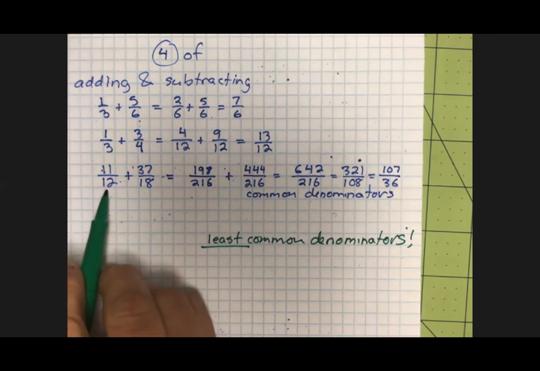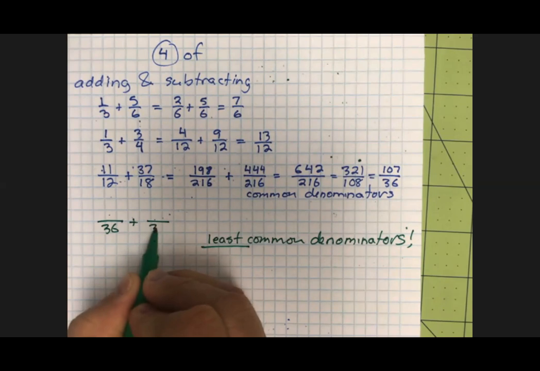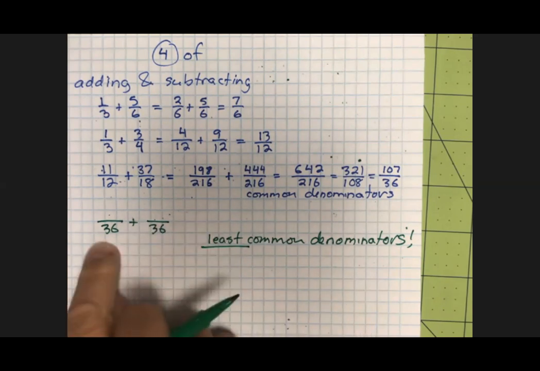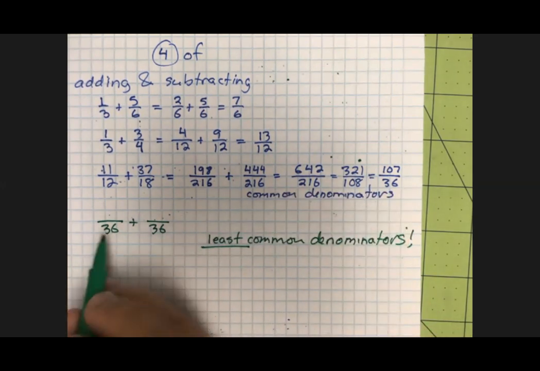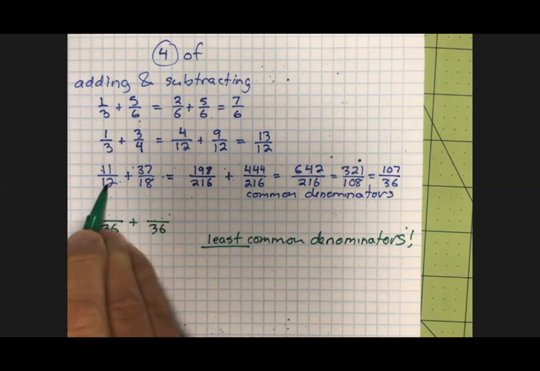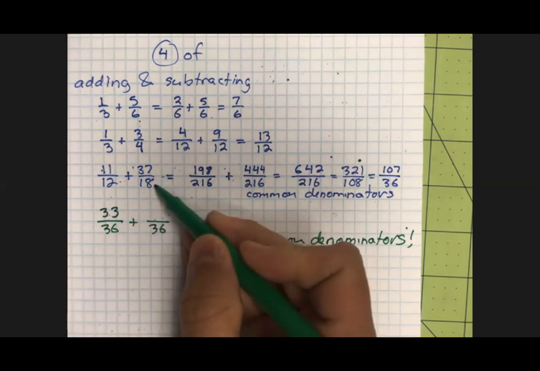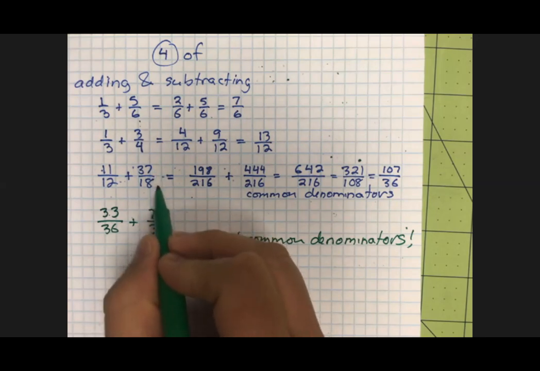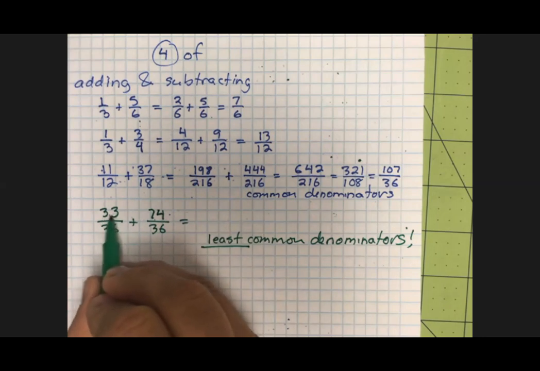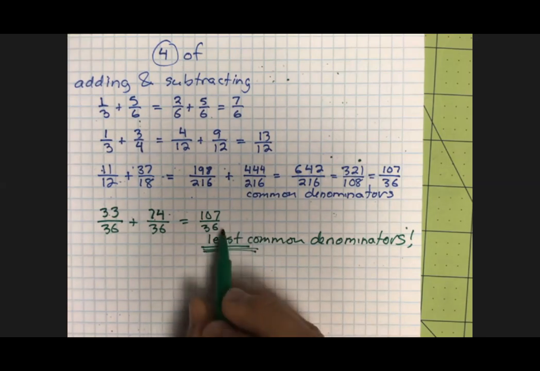See, for example, here, give me a number that has 12 in it and has 18 in it. Actually, the answer is 36. And if I had used the least common denominator of 36 from the beginning, I would have saved myself a lot of trouble. How do I turn 12 into 36? I multiply by 3, so I'll multiply the top by 3. How do I turn 18 into 36? I multiply by 2, so I'll multiply the top by 2. That's just making it fair, making it even. What's 33 plus 74? 107. See, least common denominator makes the problem quicker.